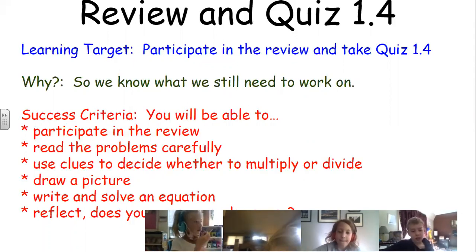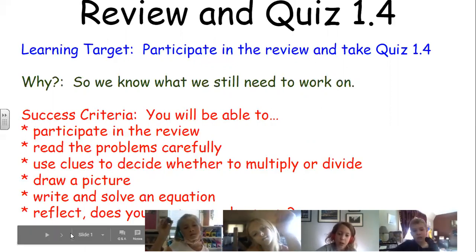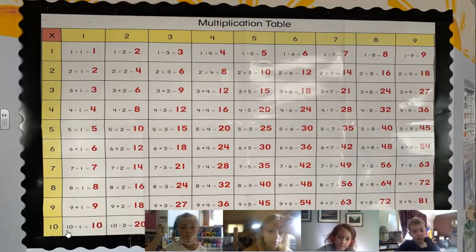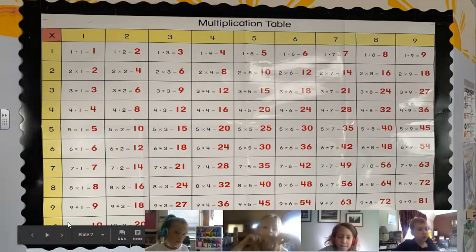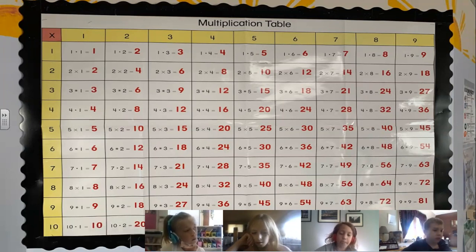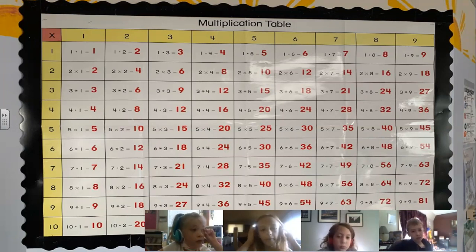Read the problems carefully. Use those clues to decide whether to multiply or divide. Draw a picture, write and solve an equation, and reflect. Does your answer make sense? So looking at our multiplication chart, this is reminding me to get our riddles for our memorization. While I'm doing that, I want you to tell me, what does 3 times 6 equal? When you know, raise your hand. 3 times 6.